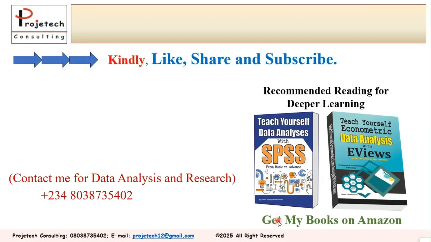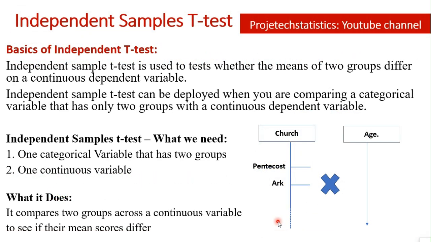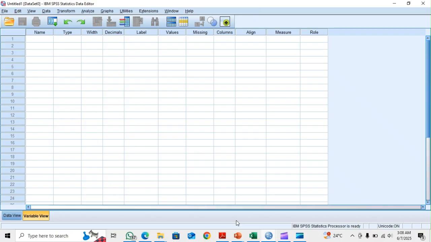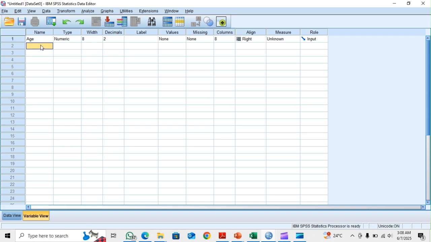So going forward, I'm going to take you to SPSS right now so that we'll see how we put in our data in SPSS. So we are in SPSS right now. I'm going to have my age. I go down and put in age and church.